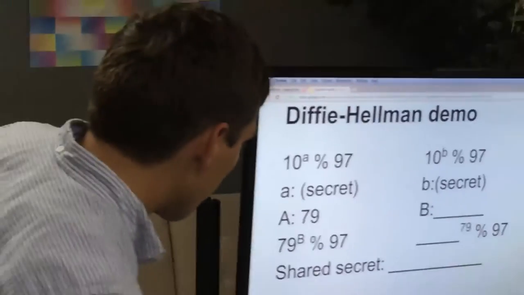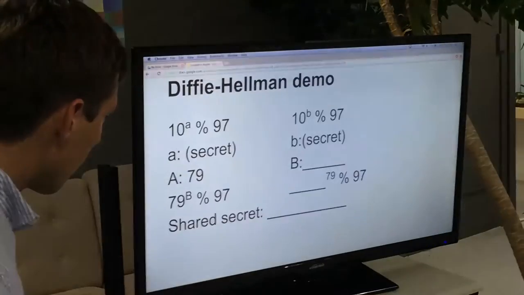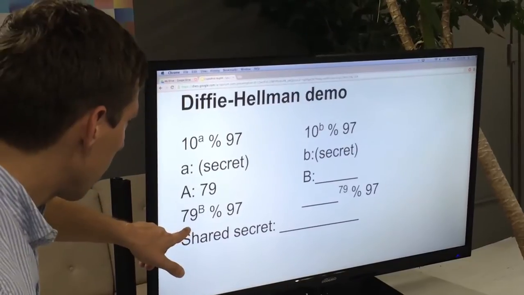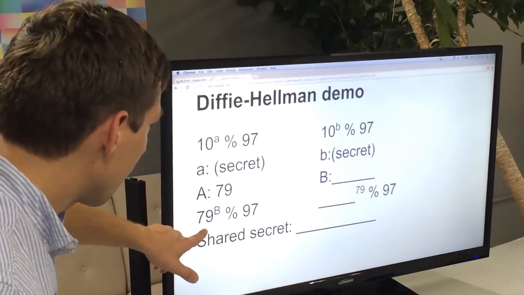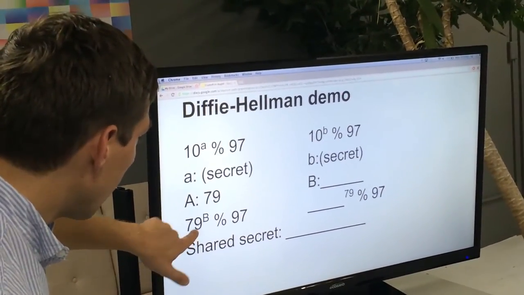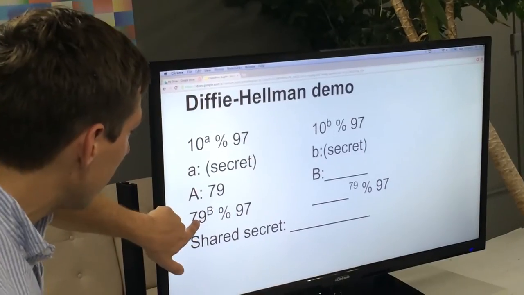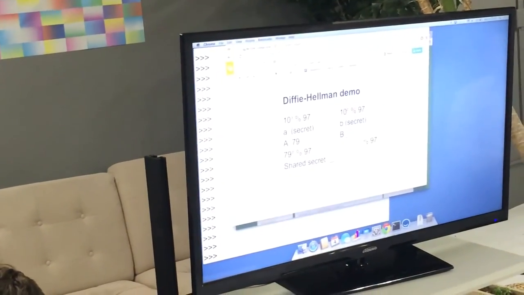Oh, no, sorry, I did this wrong. He took 38 as his output. But wait, everyone knows this. You have to raise it to little b, not big B. This is little A, not big A. Oops. Okay, well, I'll put it here.